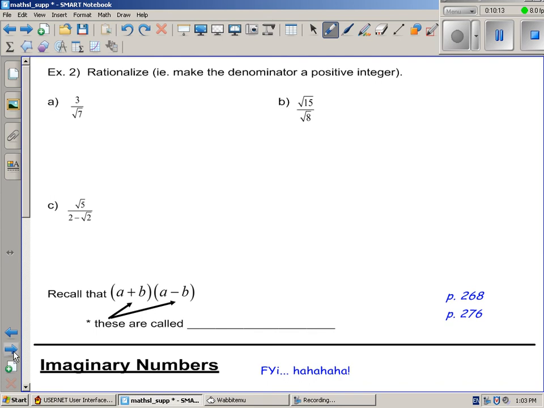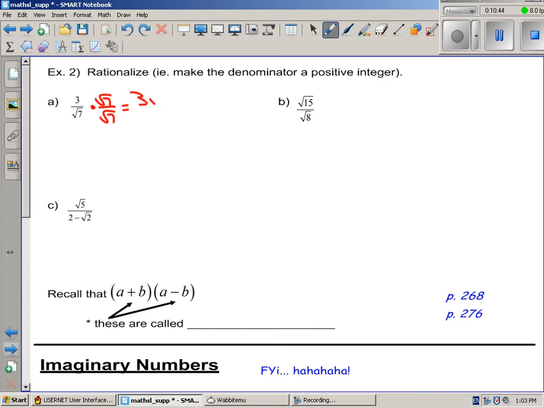Okay, so as I said, rationalize means to make the denominator a positive integer. So no radicals on the bottom. In this first one over here, we have 3 over root 7. The question is, how can we get rid of a root 7 on the bottom? I can multiply by root 7, but if I do it to the bottom, I have to do it to the top. Because really what I'm multiplying by when I do that is 1. Root 7 over root 7 is just 1.